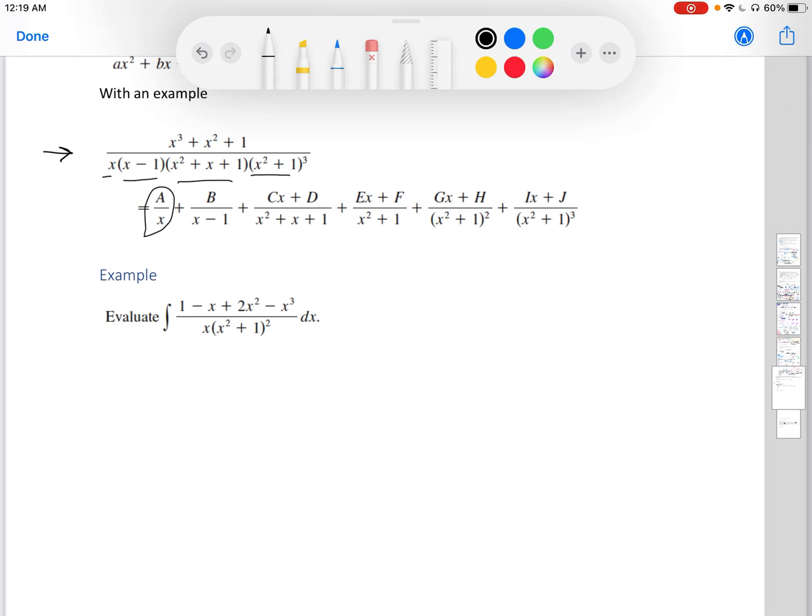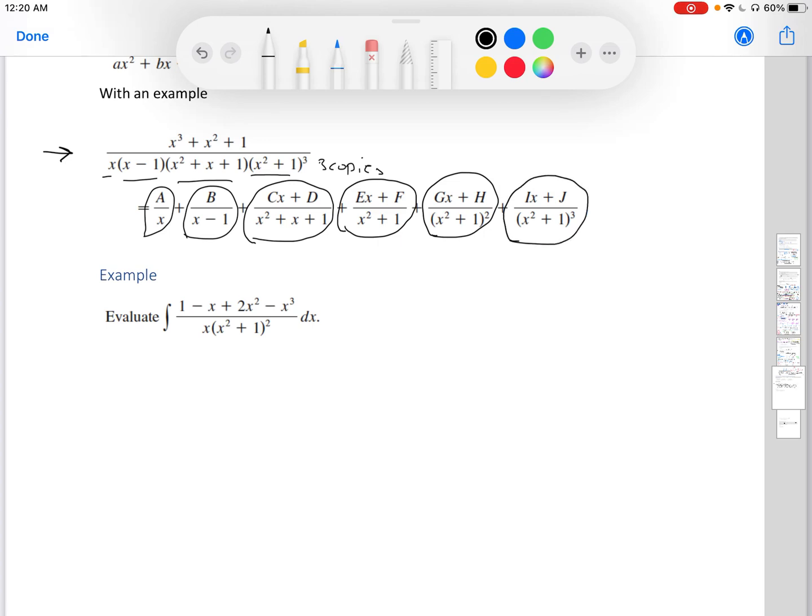For the x, we have an A over x. For the x minus 1, we have a B over x minus 1. For the x squared plus x plus 1, we have Cx plus D. But then we have this cubed, so we need 3 copies of that. And because it's nonlinear, each one is going to have a nonlinear numerator. So for the first one, we have Ex plus F. For the second one, Gx plus H. And for the third one, Ix plus J. And if there were more, we just follow along the alphabet.